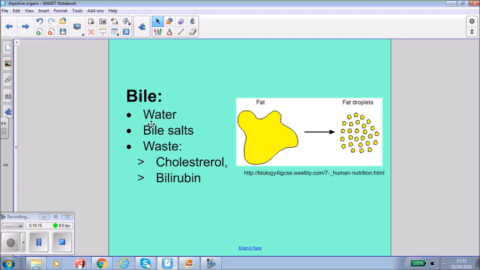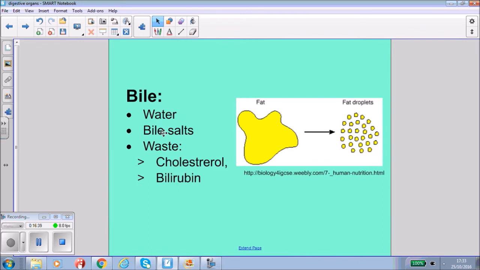Now, bile is mostly water, it is a fluid substance, and the water is important in terms of hydration of the contents. If you've eaten something particularly dry, that won't move well through the system, obviously, so water is there to lubricate. It also contains bile salts, and the bile salts are really important at emulsifying.